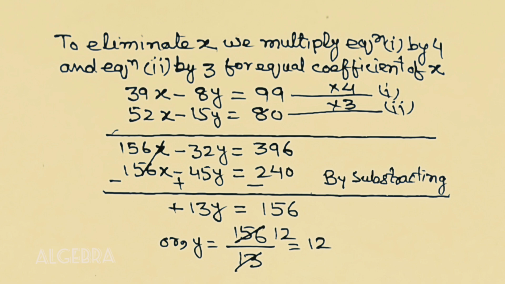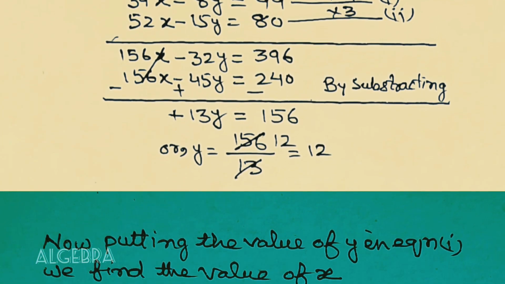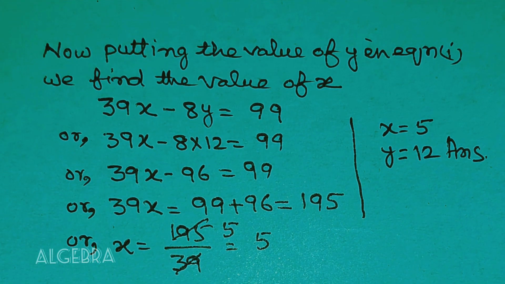By subtracting, 13y = 156, or y = 156/13 = 12. Now putting the value of y in equation 1, we find the value of x. 39x - 8y = 99. 39x - 8 into 12 = 99. Or 39x - 96 = 99. Or 39x = 99 + 96 = 195. Or x = 195/39 = 5. So x = 5 and y = 12. Answer.